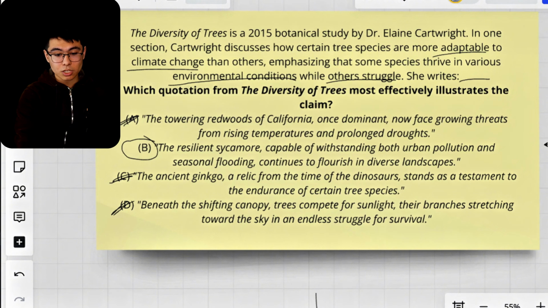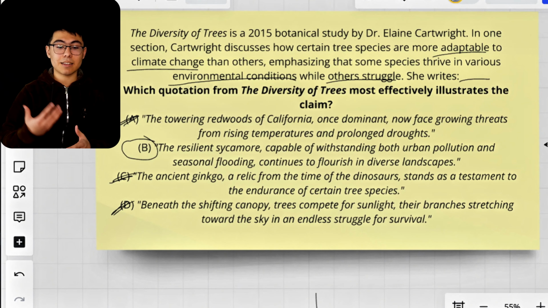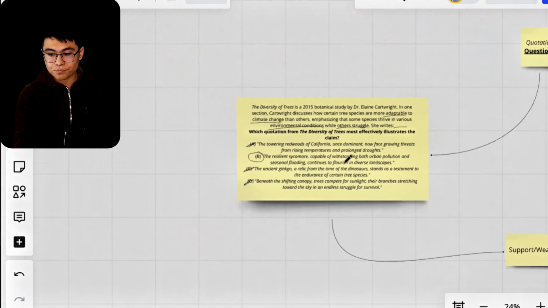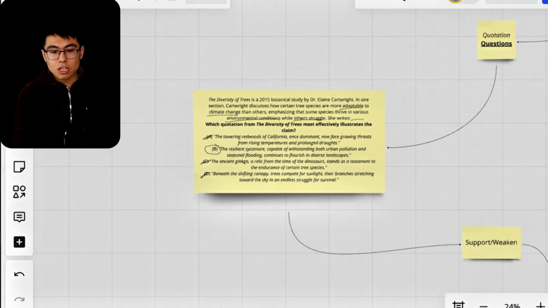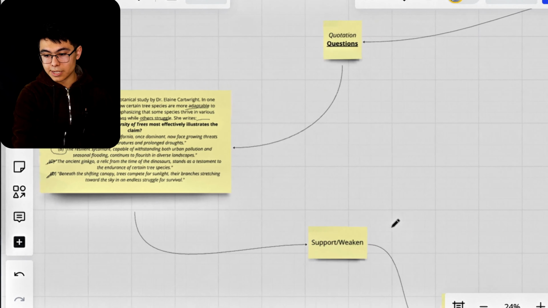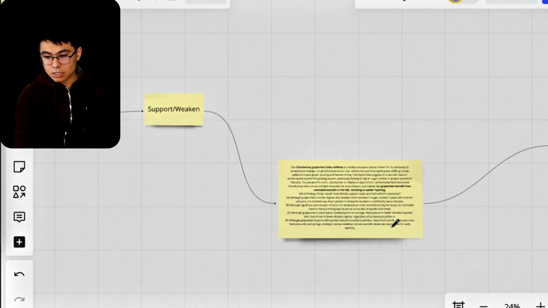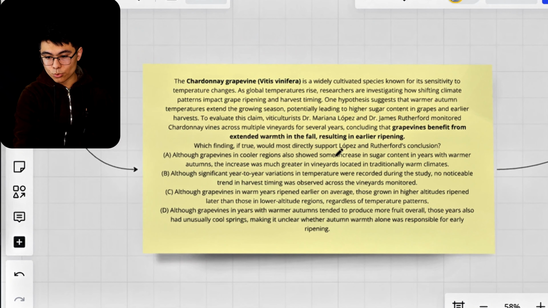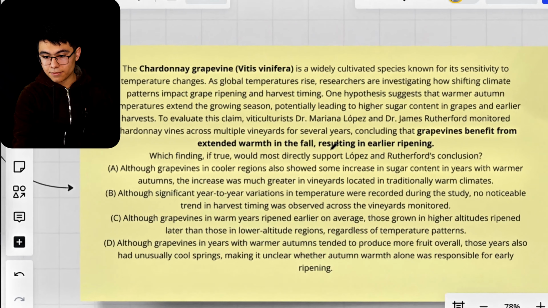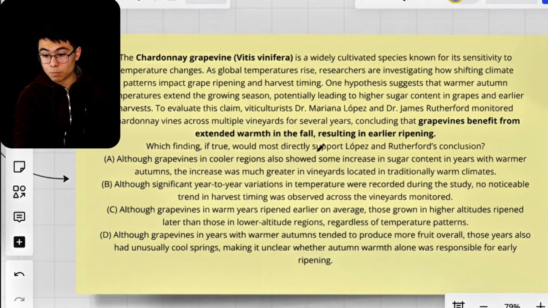So the best choice here is choice B because it mentions a tree that could withstand pollution and flooding, which shows adaptability to climate change. So that's the best choice here. Now let's move on to the next question type, which is support and weaken. So here we have a question. Which finding, if true, would most directly support the conclusion?